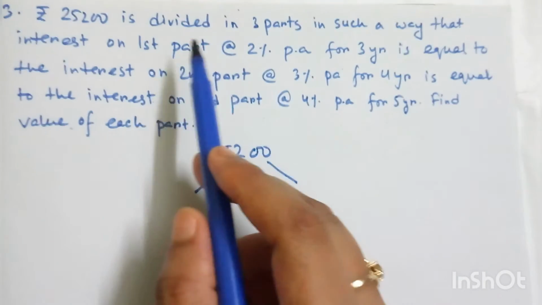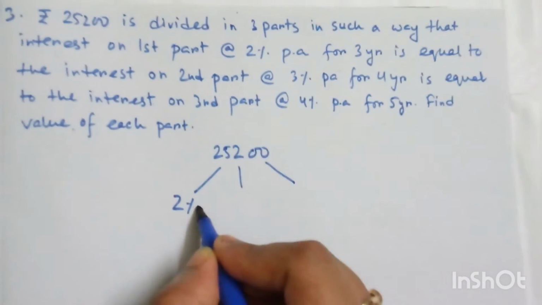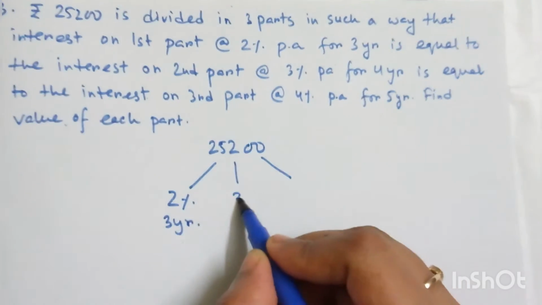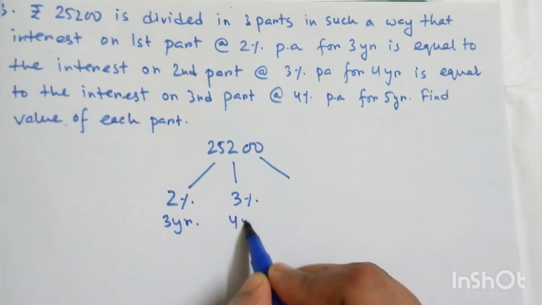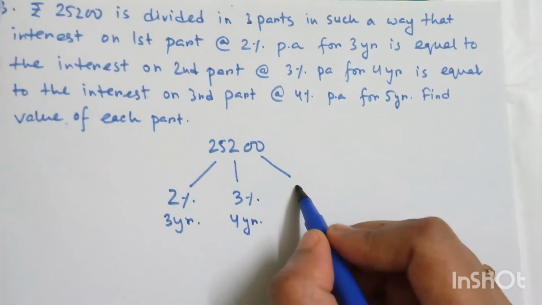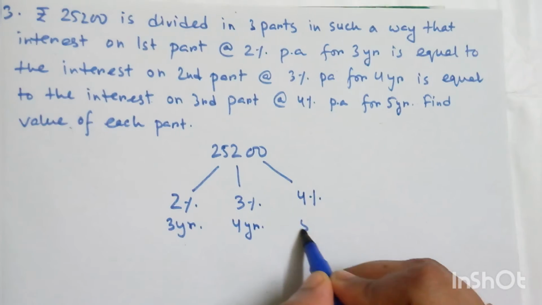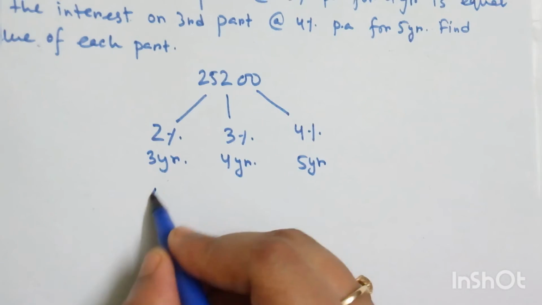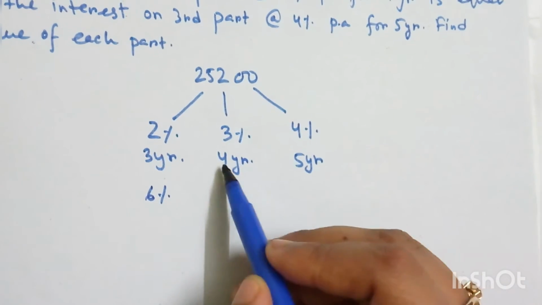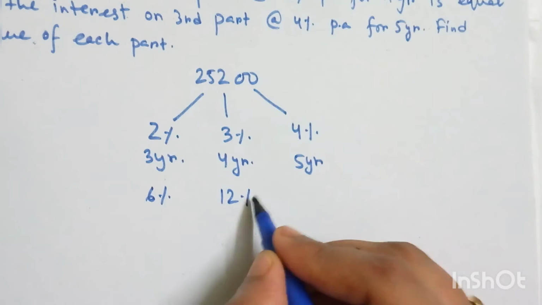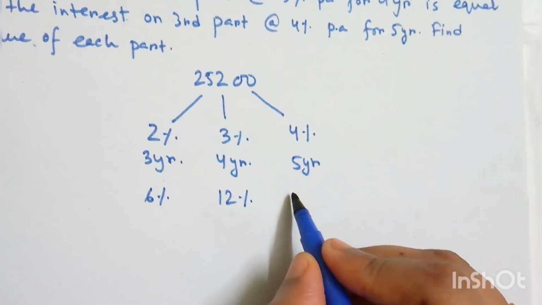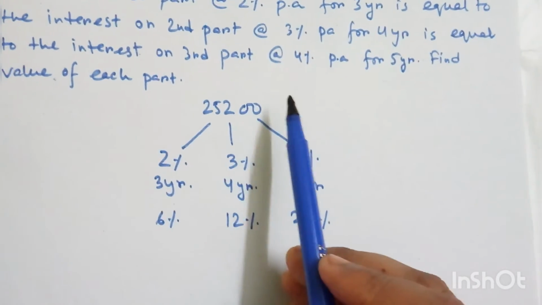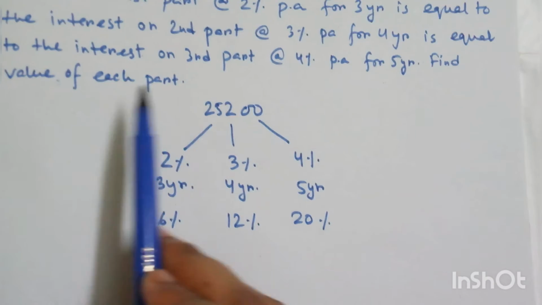So the first part is 2% per annum for 3 years. The second is 3% per annum for 4 years. And the third is 4% per annum for 5 years. So 2% for 3 years will be a total of 6%. 3% for 4 years will be 12%. And 4% for 5 years is 20%. Just multiply these numbers, okay? So we have to find out the value of each part.